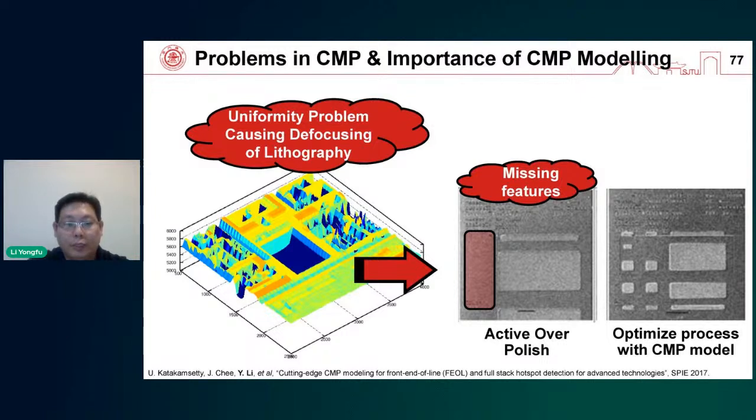We saw this way back in our 14 nanometer technology. Without the modeling, it was very hard for us to realize that the minimum feature size for our RX layers, our active layers, was not really printable. So this model helps the process to fine-tune the process and iteratively improve the models later on. So modeling has become very important in the CMP space.